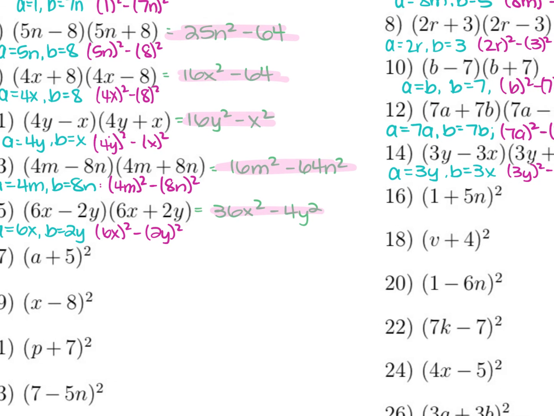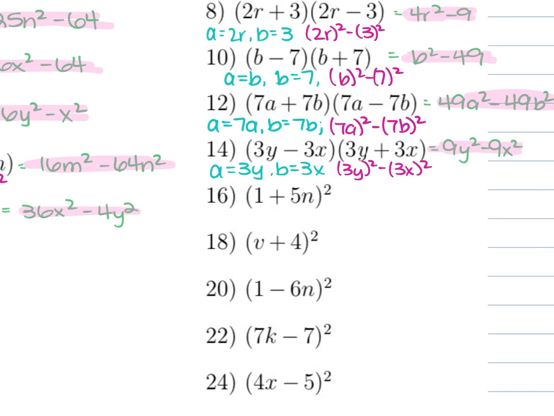For 16, we just have 1 plus 5n raised to the second power. So for this one, we're going to use the formula a squared plus, because our sign in the middle is positive, 2ab plus b squared. Your a is 1, your b is 5n. So if we do 1 squared, that's 1, plus 2 times 1 is 2, times 5n is positive 10n, plus 5n to the second power is 25n squared.